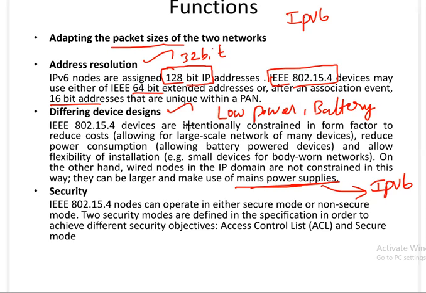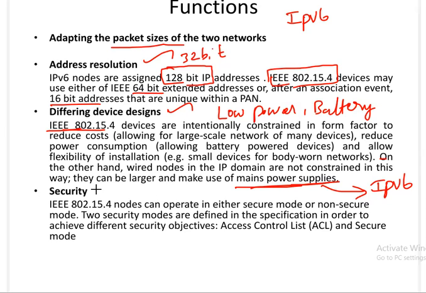The devices that we are designing on the IEEE 802.15.4 protocol should consume low power, so we have to design them for reduced power consumption. That means allowing battery powered devices and allowing flexibility in the installation. Installation means there will be many small devices that will form a network, so there should be flexibility in the installation also. Whereas in the case of IP version 6 devices, on the other hand, it will sometimes have a wired connection, and there is no constraint because it will be connected straight to the main power supply.